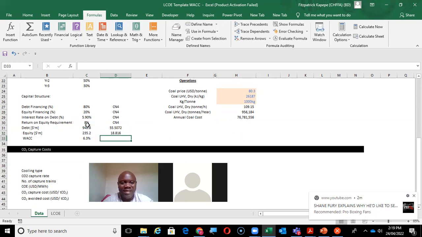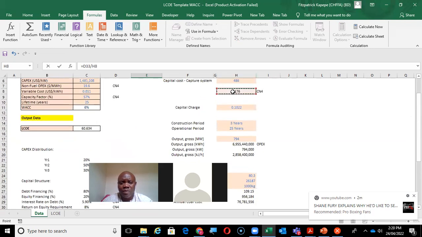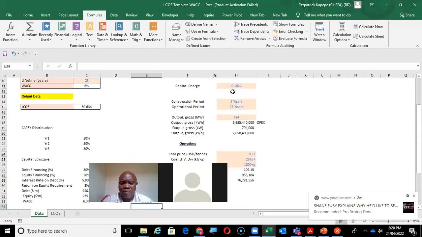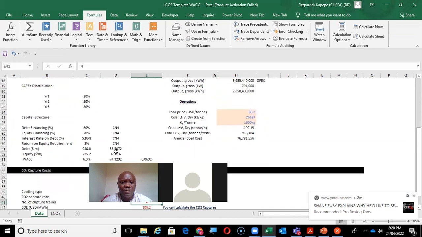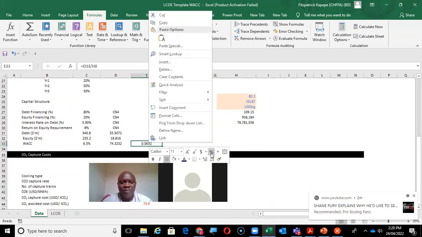So how much debt are you getting? How much interest? So you have all that amount. And you're saying this divided by the total capex, which then gives you 6%.